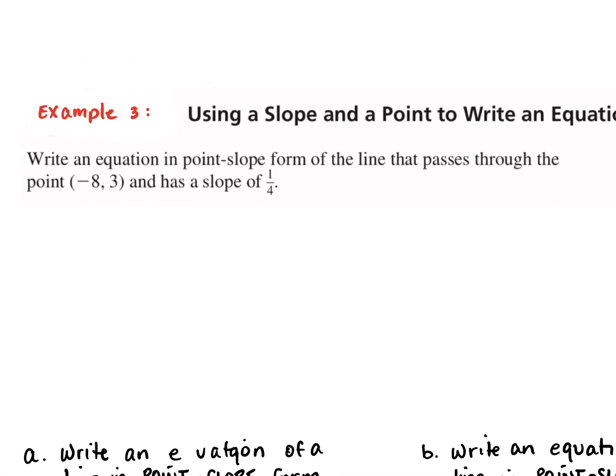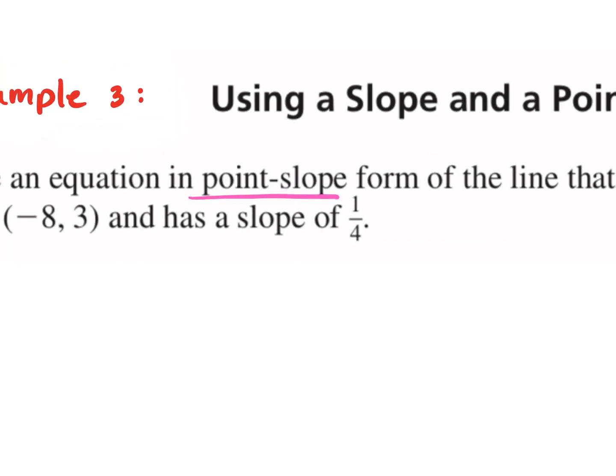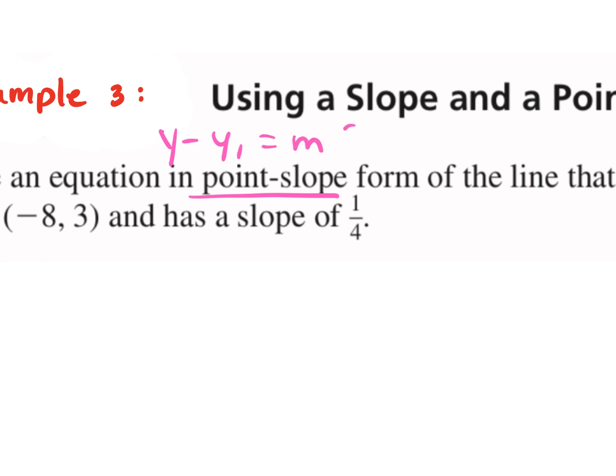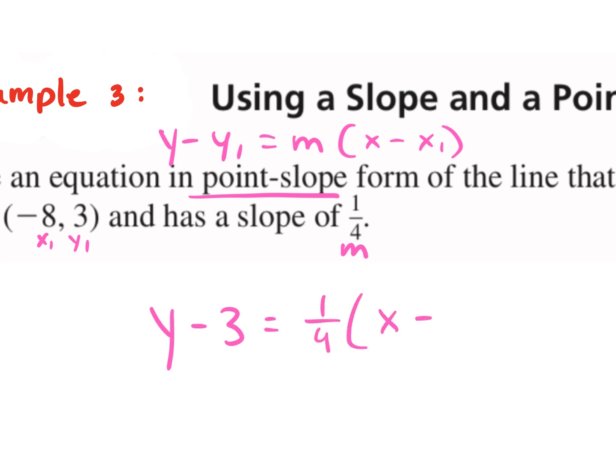Right, next, example 3. It asks us to write an equation in point-slope form of a line that passes through the point negative 8, 3 and has a slope of 1/4. So point-slope form is y minus y1 is equal to m times x minus x1. So our point is going to be our x1 and y1, and our slope is our m. So we're just going to plug everything in. So I have y minus 3 is equal to 1/4 times x minus negative 8.